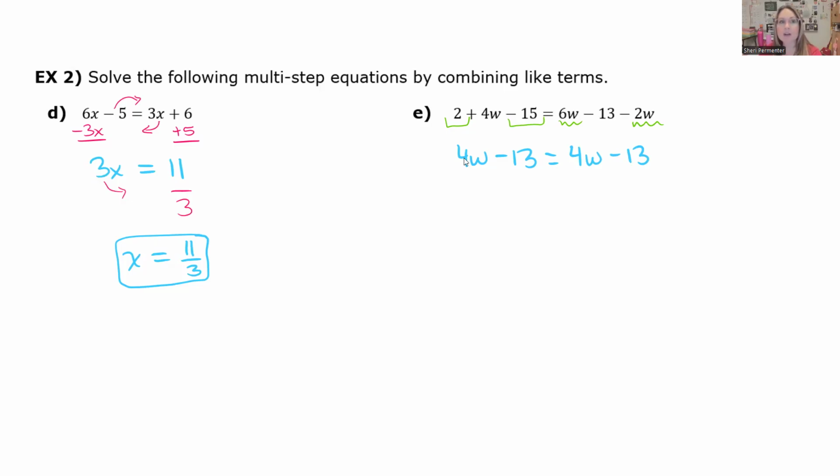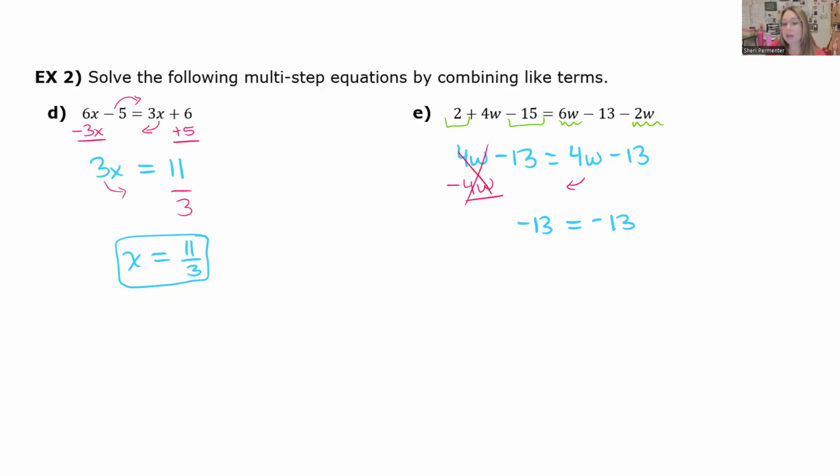Now, I have variables on both sides. Who's bigger, 4 or 4? They're both the same. So, does it even really matter? Nope, not really. If I was to take the 4W over here, this disappears. So it doesn't really matter what you do. The variable just disappeared. And the problem is left with negative 13 equals negative 13. Is that true?